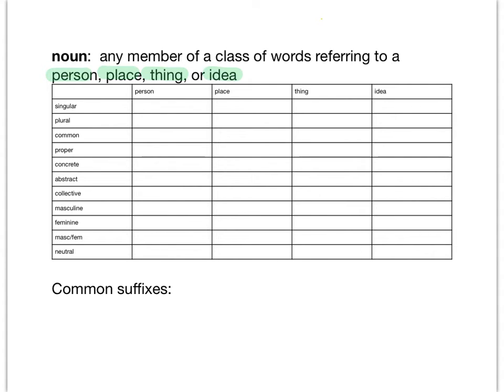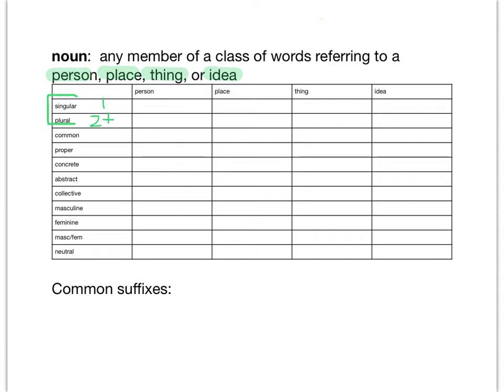Nouns are divided into several categories. These categories are based on the characteristics of the noun that we're talking about. So the first category has to do with number, how many. So there are two possibilities. A noun can be singular, which means there is only one of them, or it can be plural, which means there are two or more.